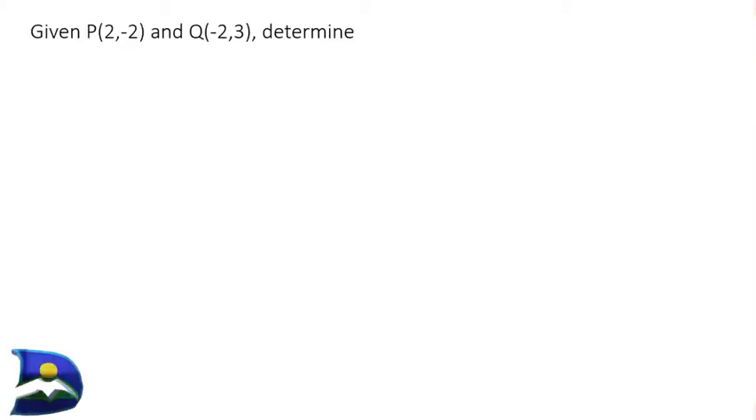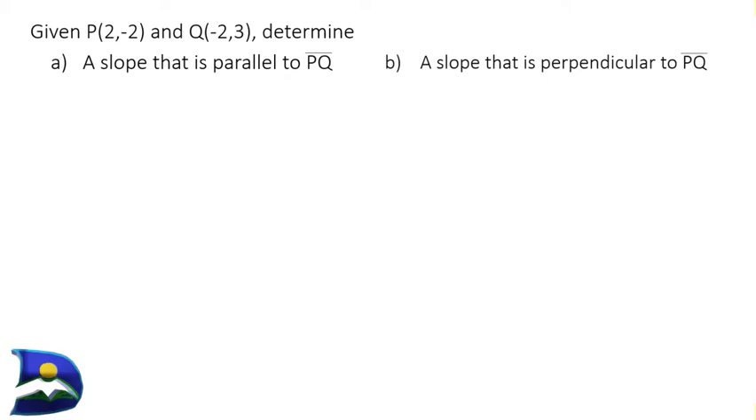So we're going to look at another example here, and in here we're given 2 points, P with the coordinates (2, -2), and Q with the coordinates (-2, 3). And in here we're going to be asked to determine the slope that is parallel to that particular line QP or PQ. And this line tells me that it is also going to have an influence when you determine the slope that is perpendicular to that same line. So we have two questions to answer here. We have one that involves determining the parallel slope, and the other question is determining the perpendicular slope.